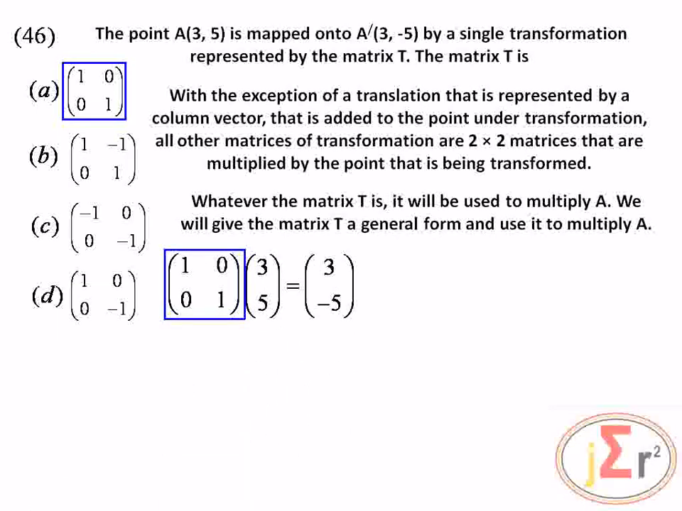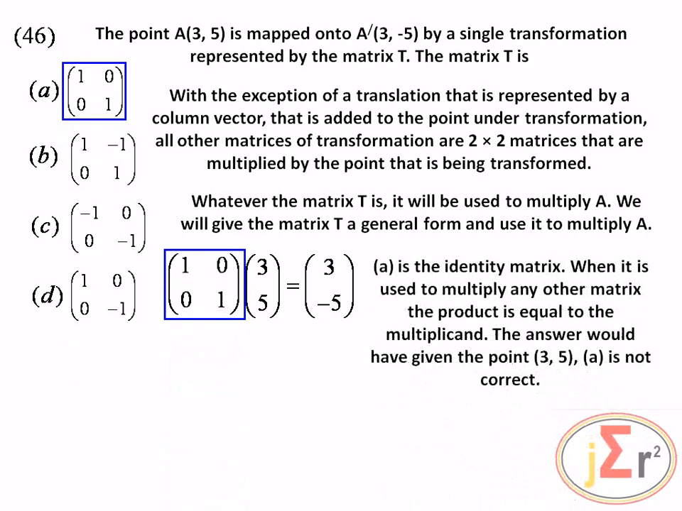So we are taking a look at the first one by replacing our general matrix T by the first one that we have there, which is 1, 0, 0, 1. A is the identity matrix. When it is used to multiply any other matrix, the product is equal to the multiplicand. The answer would have given the point (3, 5). A is not correct.